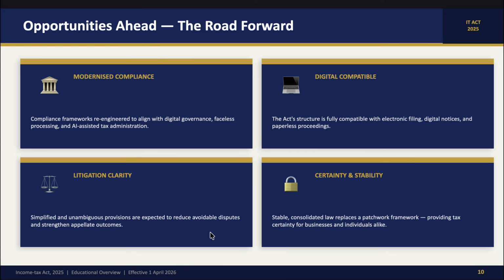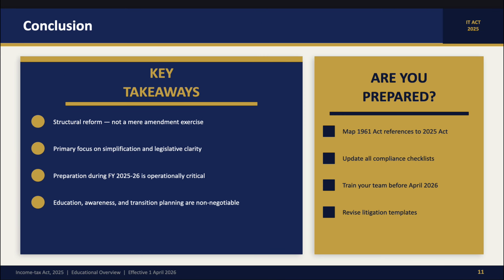So, conclusion. Here we are at the Income Tax Act 2025, a structural reset. It simplifies architecture. Great. It modernizes drafting. Very, very important when we are into the faceless regime. It aligns taxation with digital governance. So the entire focus is again on the digital part coming into place.